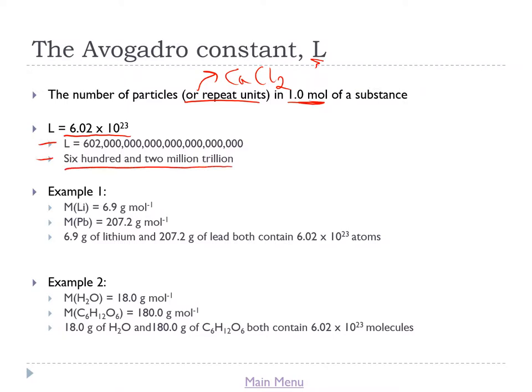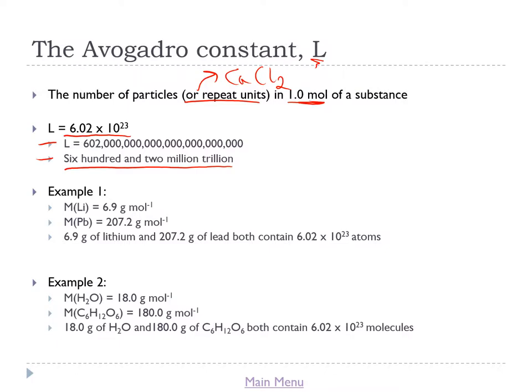Now, just to give you an idea of how unimaginably vast that number is, let's imagine you wanted to count up to 602 million trillion. If you did so at the rate of one number per second, without eating, sleeping, or taking any other kind of break, it would take you approximately 1.4 million times the current age of the universe to count that far. So it's a huge number.